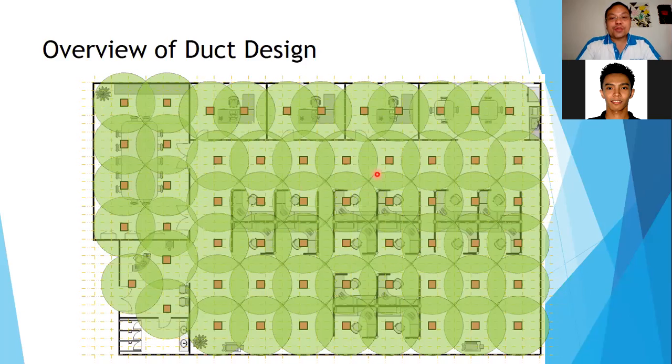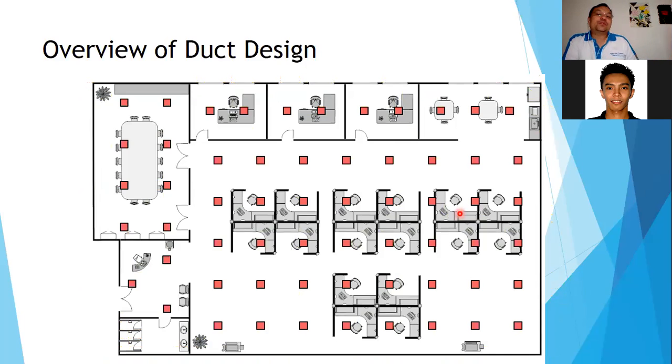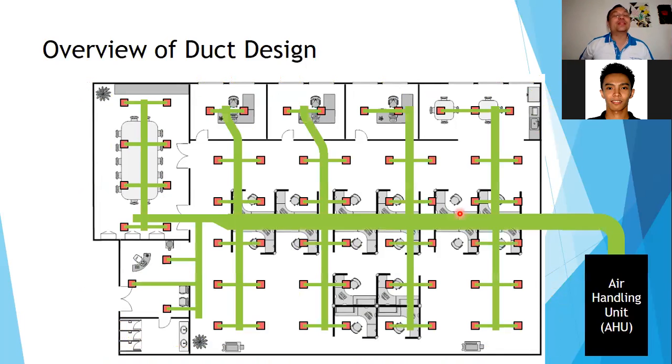So again, what happened in the conference room, I repeated the process and was able to get this layout. So the first thing for your ducting layout is your terminal units. You need to know the location of your terminal units. After you know the location of your terminal units, then you can lay out your duct. Assuming your air handling unit is here in the corner, this is the proposed duct layout.